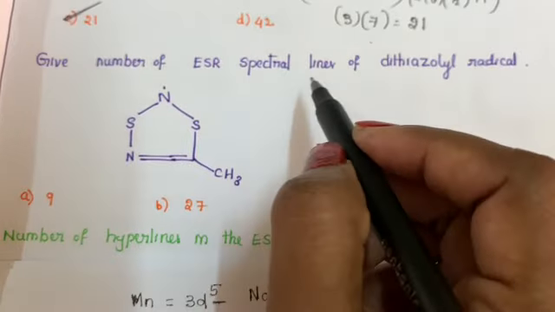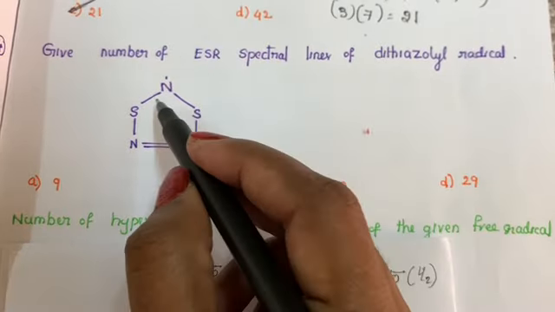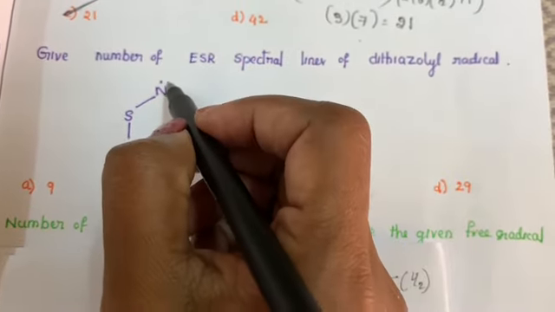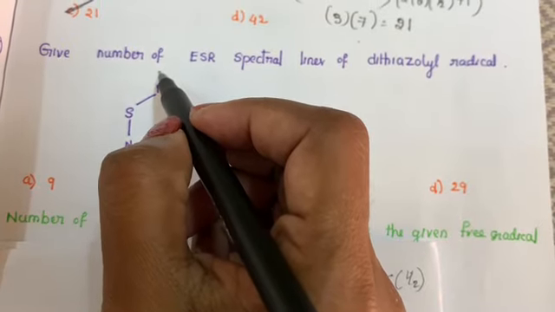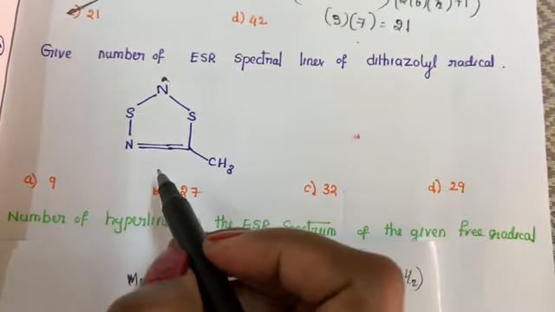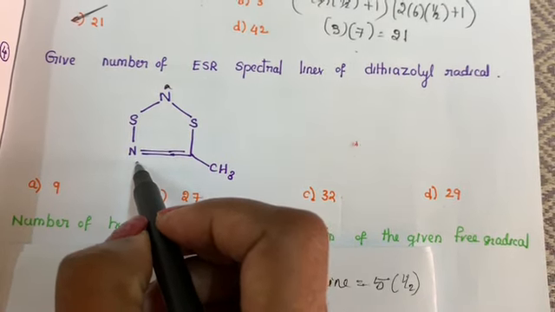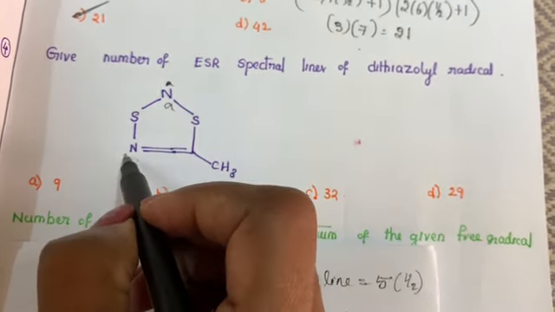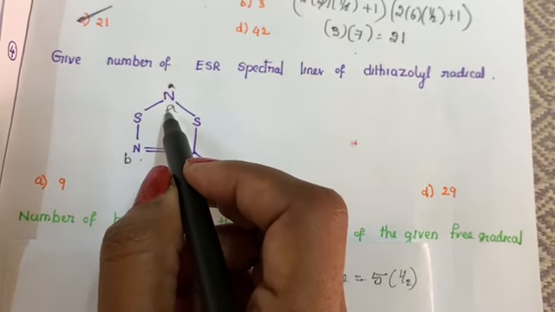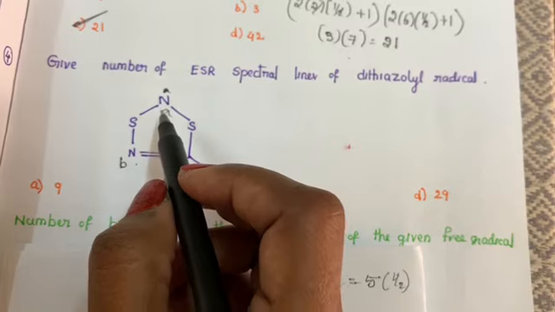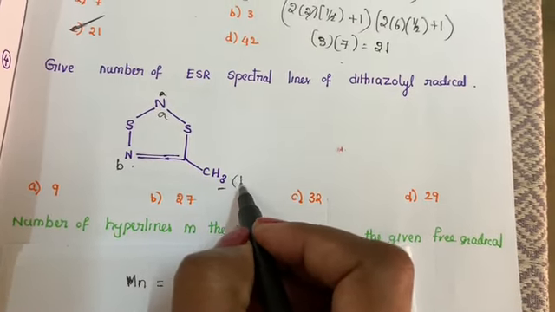Next, give the number of ESR spectral lines of a dithiazolyl radical. So this is our dithiazolyl radical. In this radical, the unpaired electron shows an ESR signal, and the radical will give hyperfine splitting by 2 nitrogens differently. You can consider this as 1 nitrogen and this as another nitrogen, because the unpaired electron interacts with both nitrogens, and it also gets hyperfine splitting by 3 hydrogens at the same time.